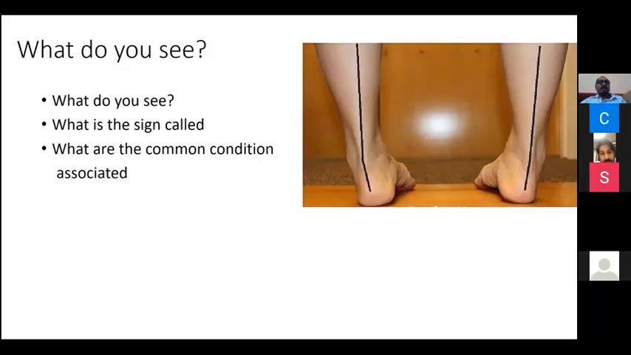So let's start. Guys, what do you see in this particular slide, and what is the sign called?